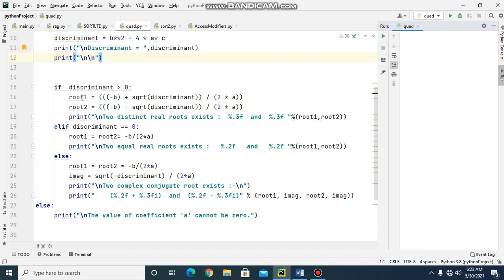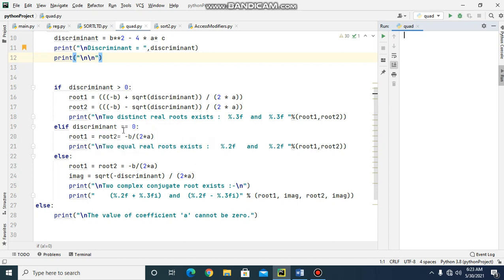If the discriminant is equal to 0, then it will execute this block. And when the discriminant is equal to 0, both the roots are same. So root 1 equal to root 2 equal to minus b upon 2a, because in the formula the b square minus 4ac part will be 0 because discriminant is 0, and the formula will be reduced to minus b by 2a. So root 1 and root 2 both are same, which is equal to minus b by 2a, and that roots will be printed.